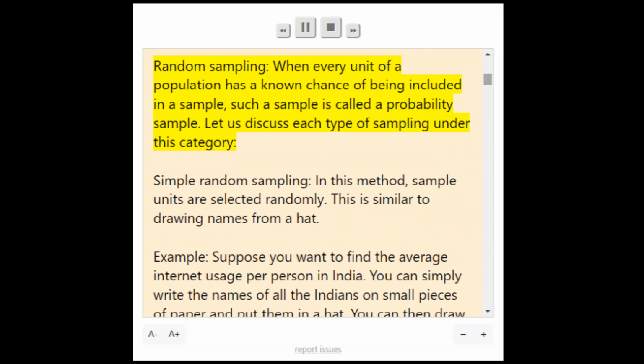Random sampling: when every unit of a population has a known chance of being included in a sample, such a sample is called a probability sample. Let us discuss each type of sampling under this category. Simple random sampling: in this method, sample units are selected randomly. This is similar to drawing names from a hat.